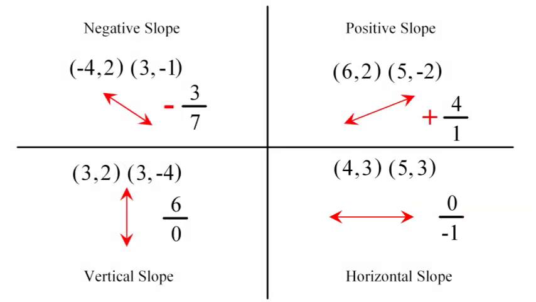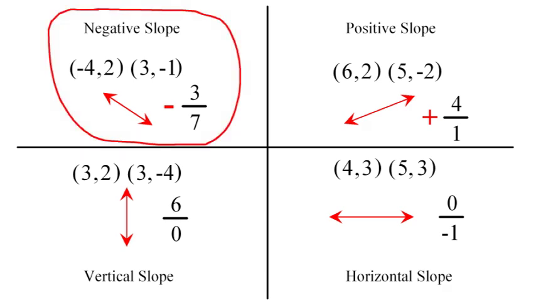Let me recap on the 4 basic ways a straight line can be sloping or pointing. In the first set of points, you can see that the slope is negative, so the line is oriented or pointed in the backslash general direction.